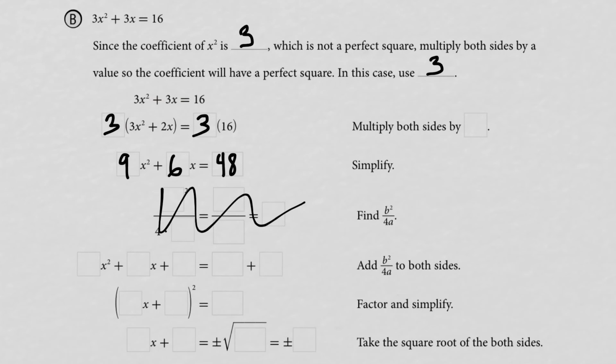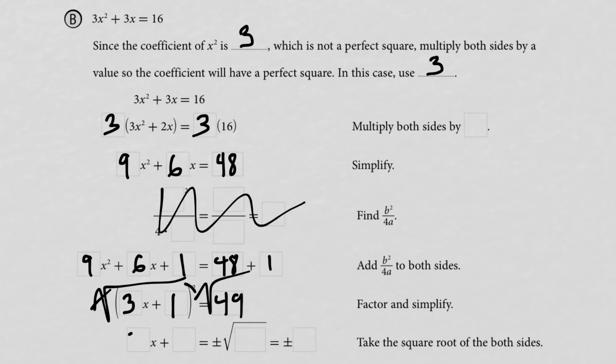So my equation now looks like this. 9x squared plus 6x plus 1. And on the right side, it's 48 plus 1. We're adding 1. Factor the left trinomial. The square root of 9 is 3. The square root of 1 is 1. And on the right, I have 49. Take the square root of both sides, which is the way to get rid of the square. I get 3x plus 1 equals plus or minus radical 49, which, by the way, is a perfect square, so it's plus or minus 7.